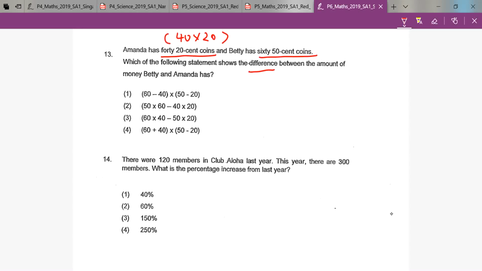Betty is basically 60 times 50 cents. Alright. So the difference is you're gonna use, let me see, 50 times 60 minus 20 times 40. So this is the correct option, option 2. Okay.